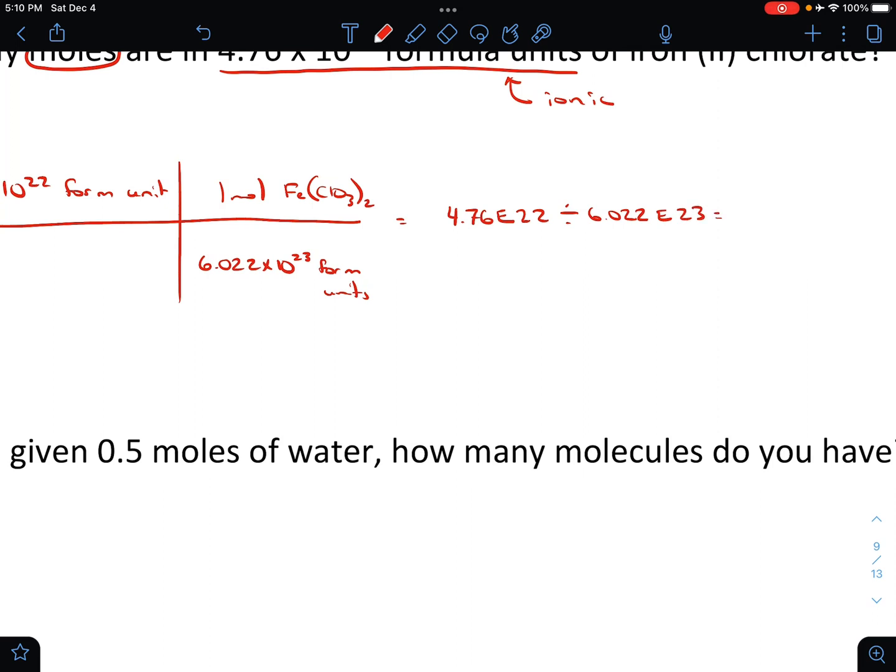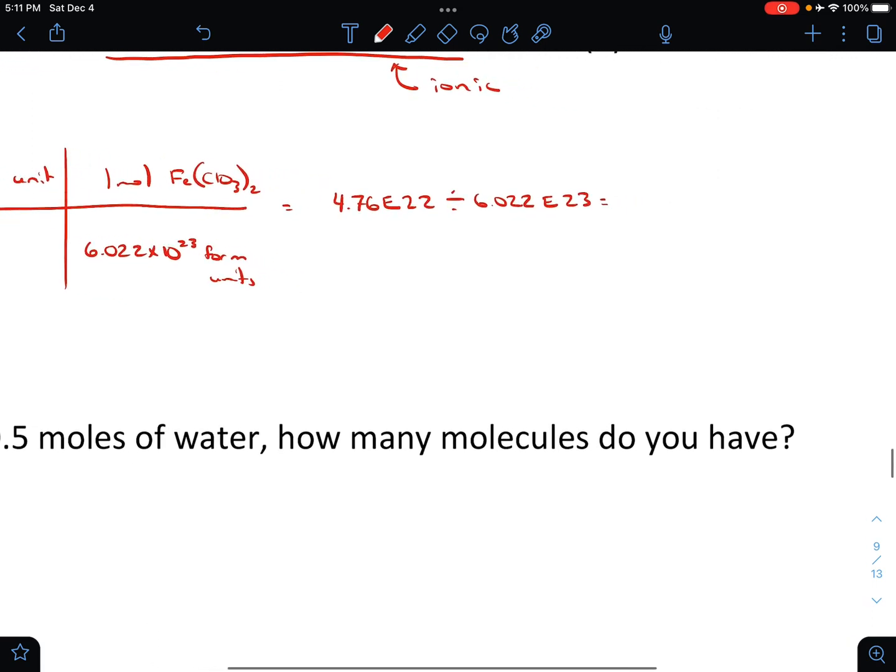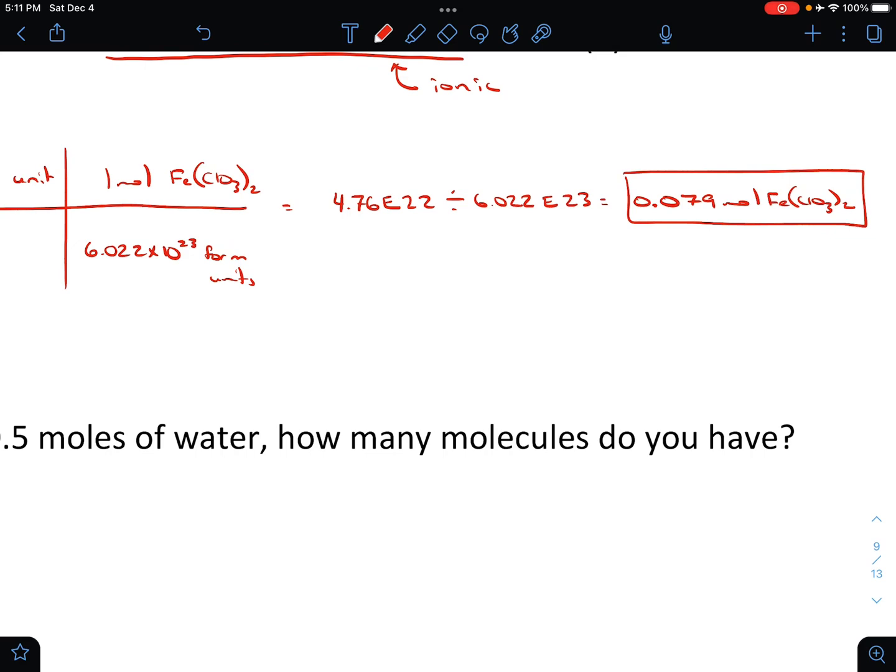Let's try that. We should get a number less than 1. All right, and we should get 0.0, and we'll keep 2 there, 0.079, and we have moles of Fe(ClO3)2. So fairly simple so far, right? All right.